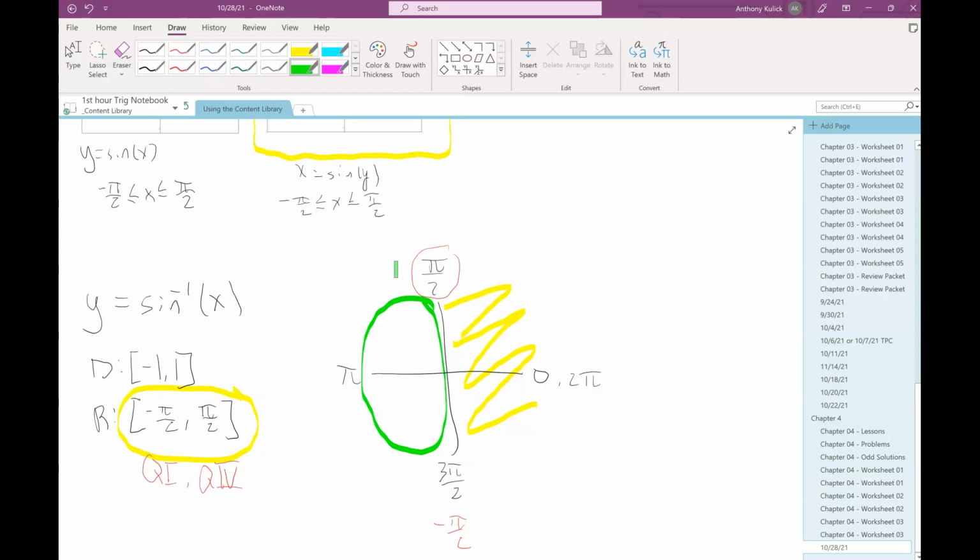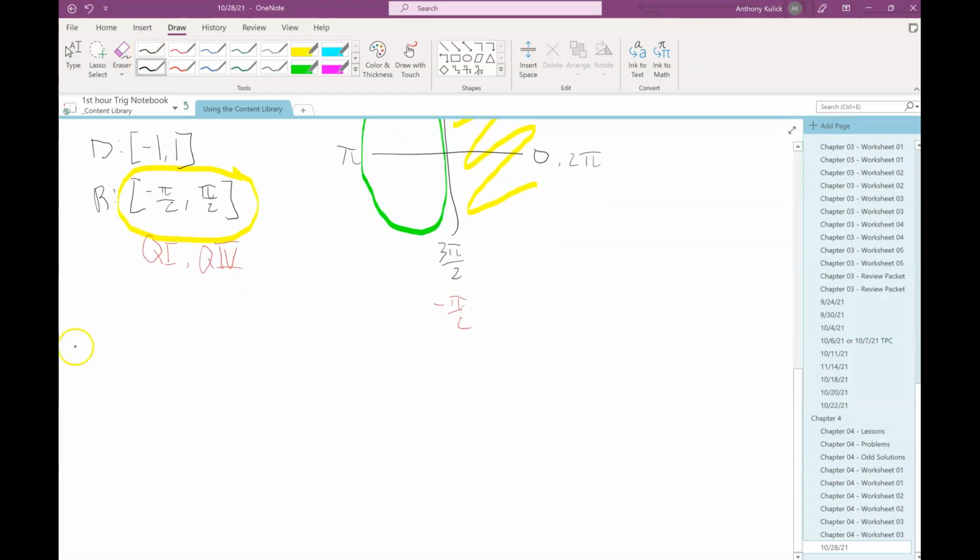So the rest of what we're doing today is going to be talking about how we can use the sine inverse function that we've developed to find angle measures that may not lie inside of -π/2 to +π/2. Is that okay with everybody? Okay.